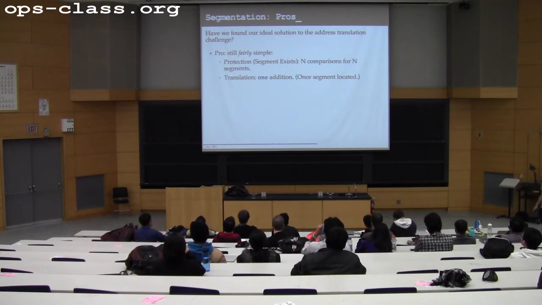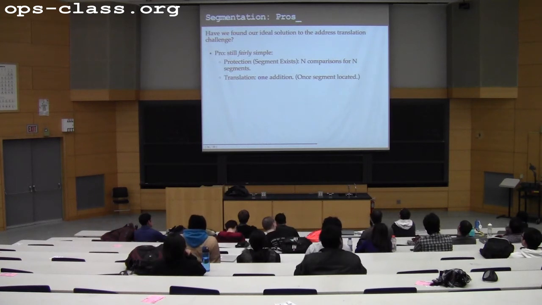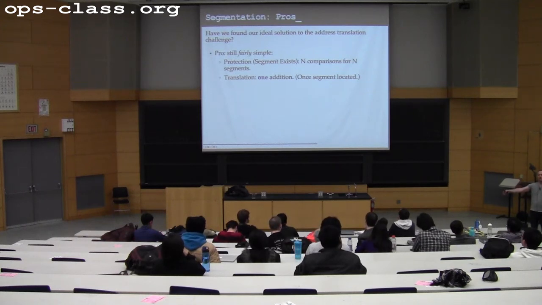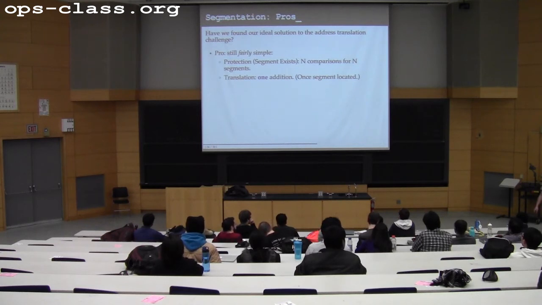So let's talk about the things that are good about it. It's still fairly simple for the hardware to perform these checks at runtime. Now, it's not quite as simple as base and bounds, because I might have multiple segments to look through. But the number of segments doesn't have to be very large. And the translation is very simple. Once I know the segment, I essentially am just doing an addition. I guess I have to do a subtraction and an addition, two operations.